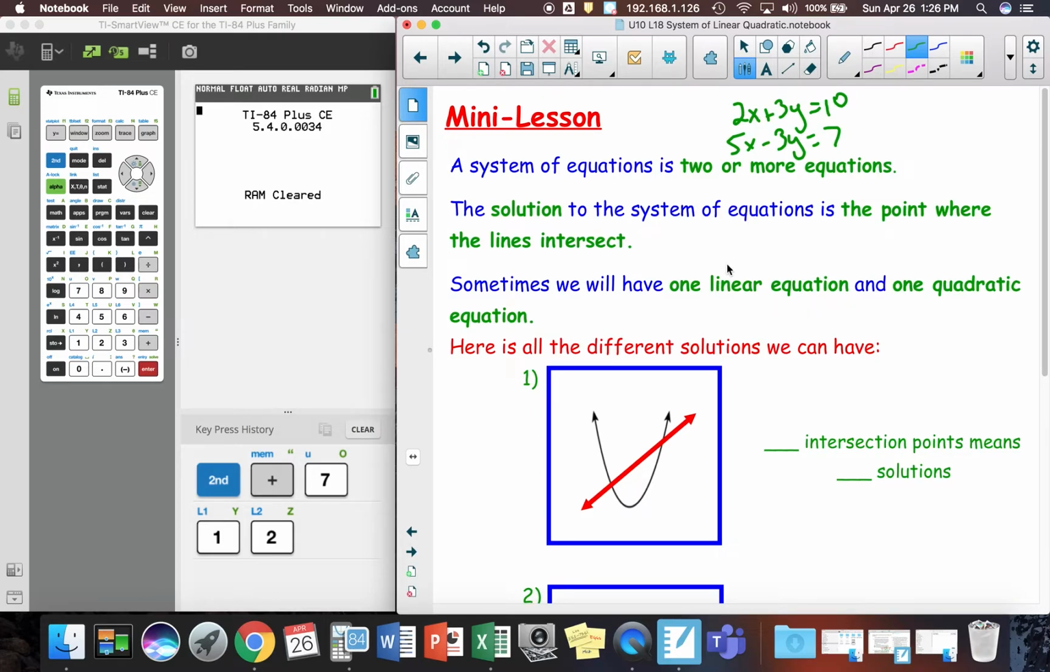But we can also have one linear equation and one quadratic equation. A linear equation is just a line, and a quadratic equation is a parabola, which is just a fancy word for the U-shaped graph. It looks like this. There are different types of solutions. We have this parabola and a line, and there are two intersection points here. It crosses at this point and at this point. Since there are two intersection points, there are two solutions.